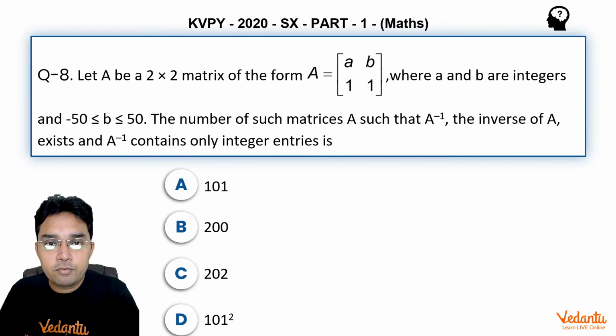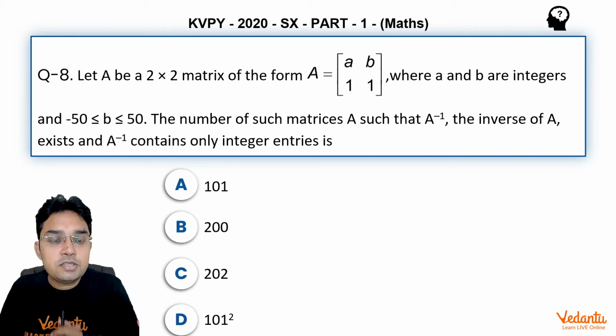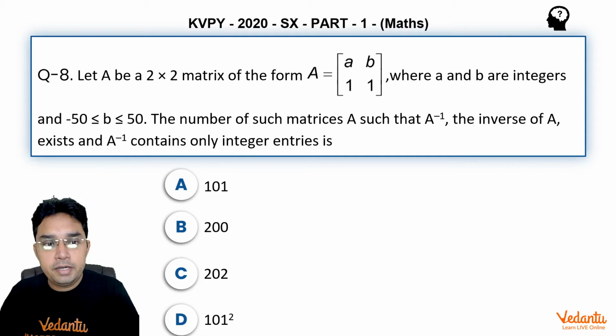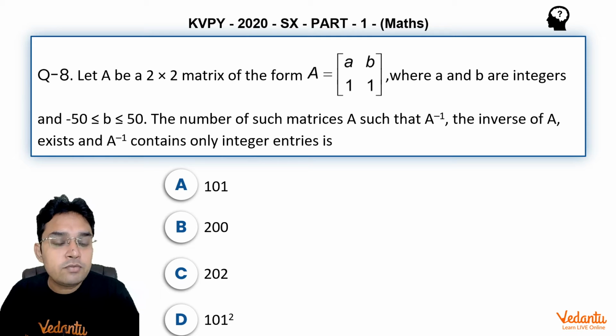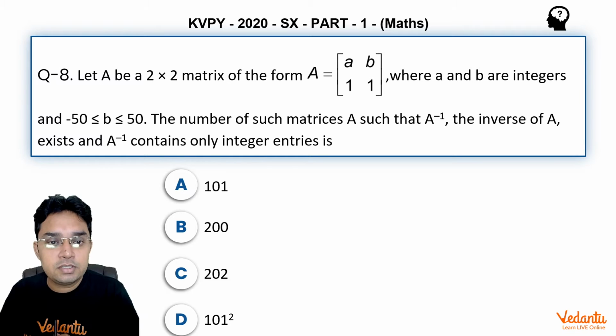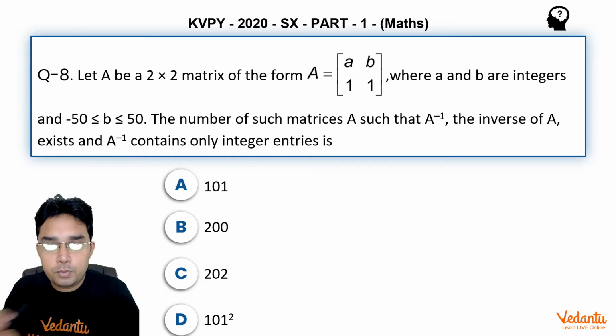We are discussing the paper of KVPY 2020 SX stream. This is question number 8 from the topic matrices. The question says: let A be a 2 by 2 matrix of the form A equals first row a, b, second row 1, 1, where a and b are integers and b lies between minus 50 to 50, both inclusive. The number of such matrices A such that the inverse of A exists and A inverse contains only integer entries is. Then we are given 4 options.